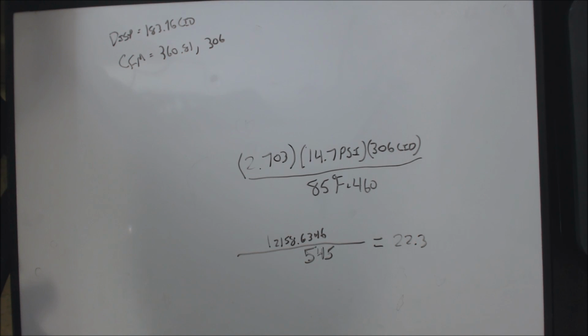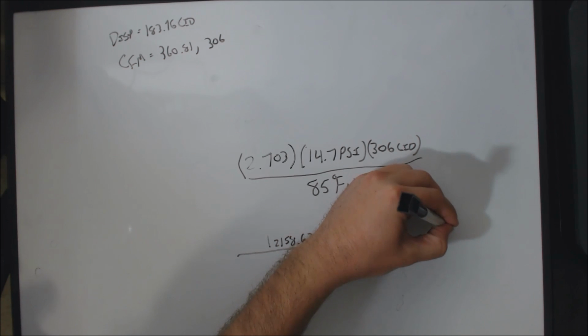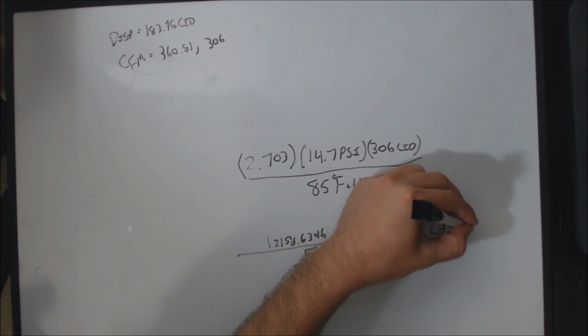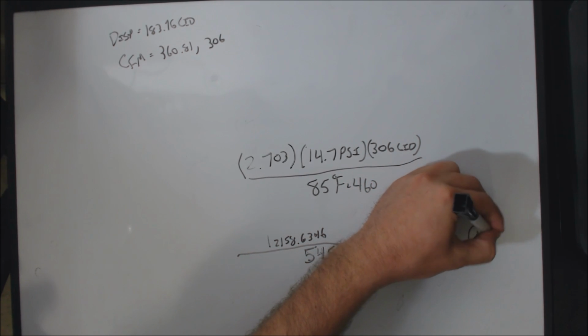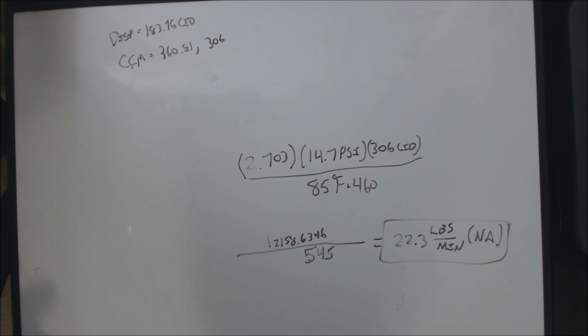Now this is the mass flow rate for a naturally aspirated engine, and we care a lot more about what the mass flow rate for a turbocharged engine is. And so this will be in pounds per minute. And I'll put an NA right here. And since we care about pounds per minute, we have to do some calculations for the air running through the turbocharger. Let's knock that out.